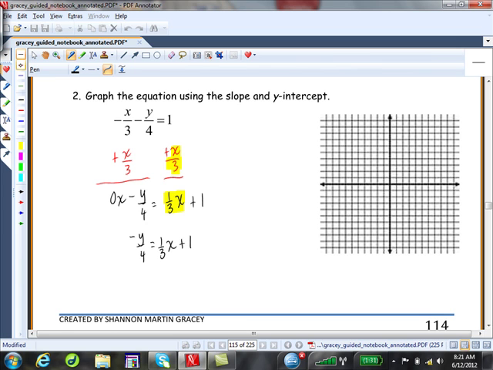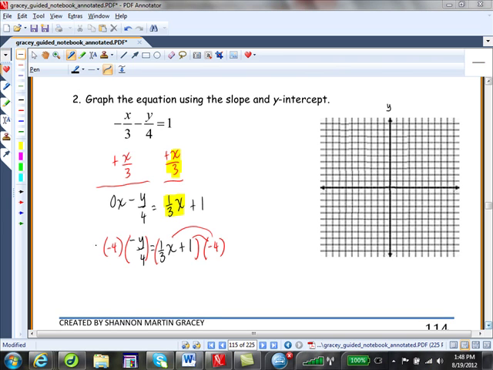Now remember, we want a coefficient of 1 in front of the y. So in order for that to happen, we're going to need to multiply this guy by negative 4. And to balance that out, we need to multiply the other binomial by negative 4. So this will give us a result of y is equal to negative 4/3 times x, and then negative 4 times 1 is just minus 4. So m is the coefficient to the x, and so we get negative 4/3.